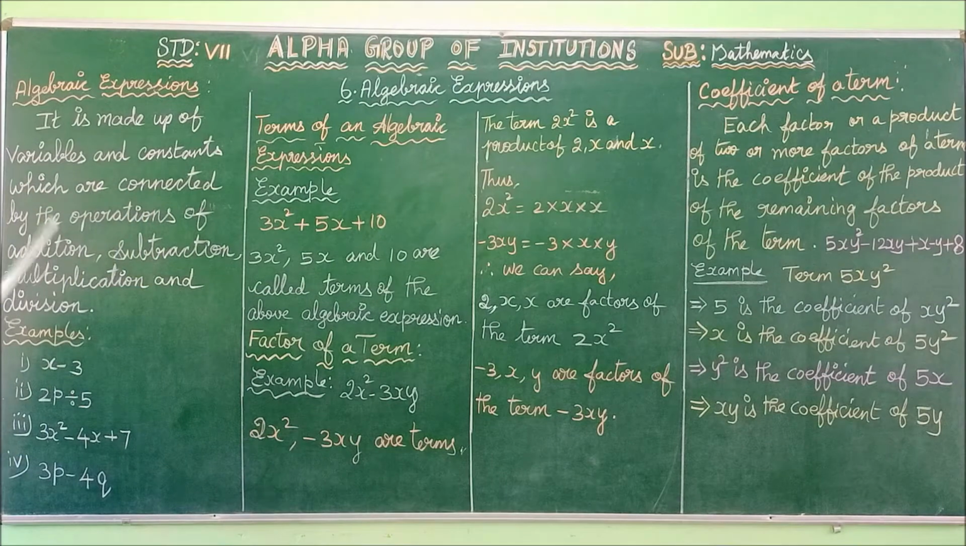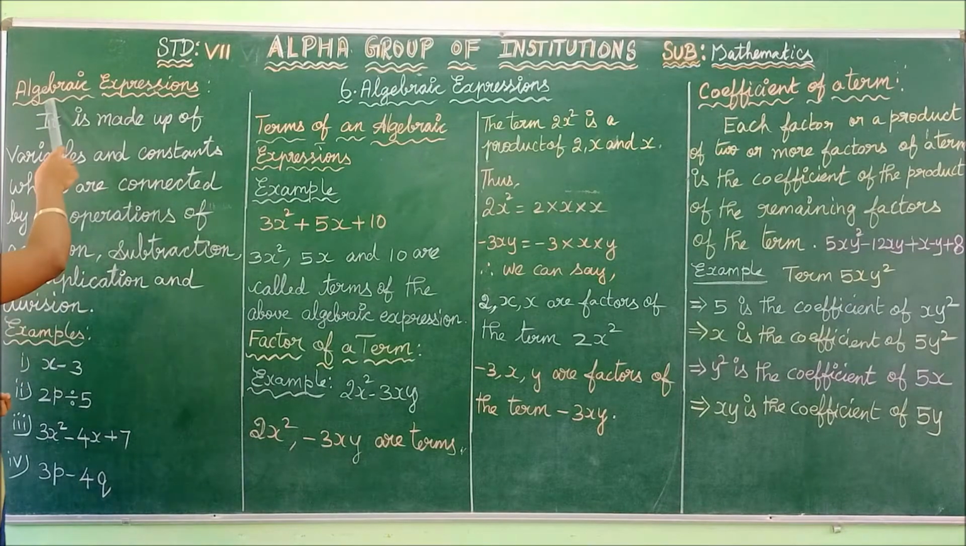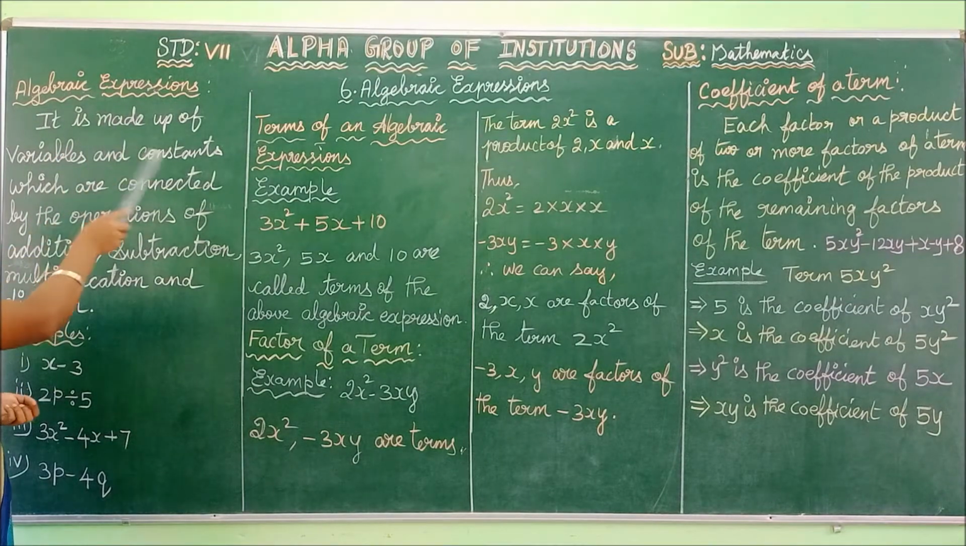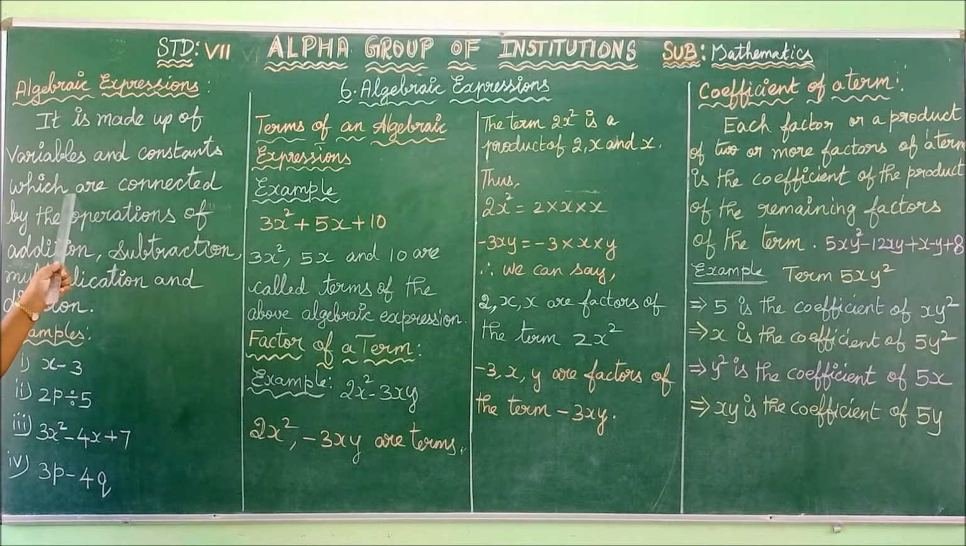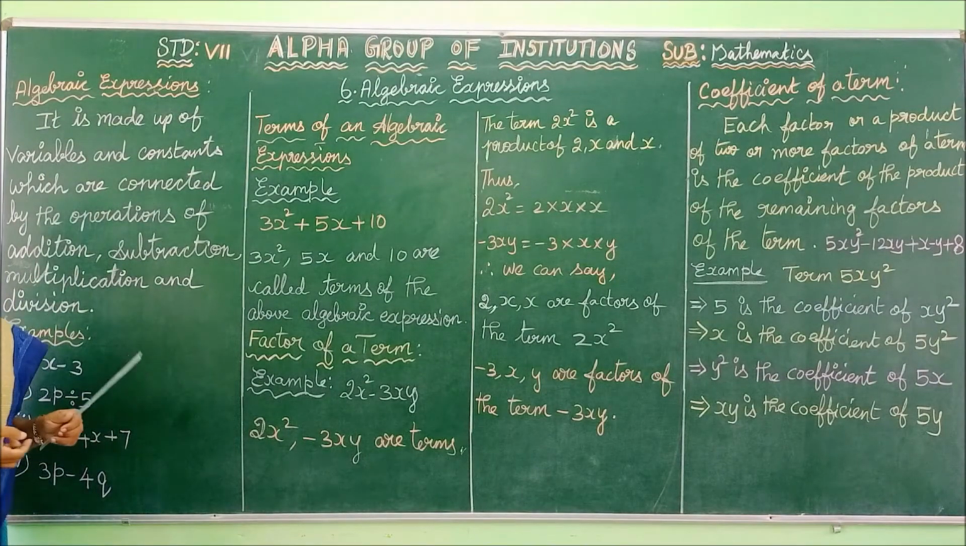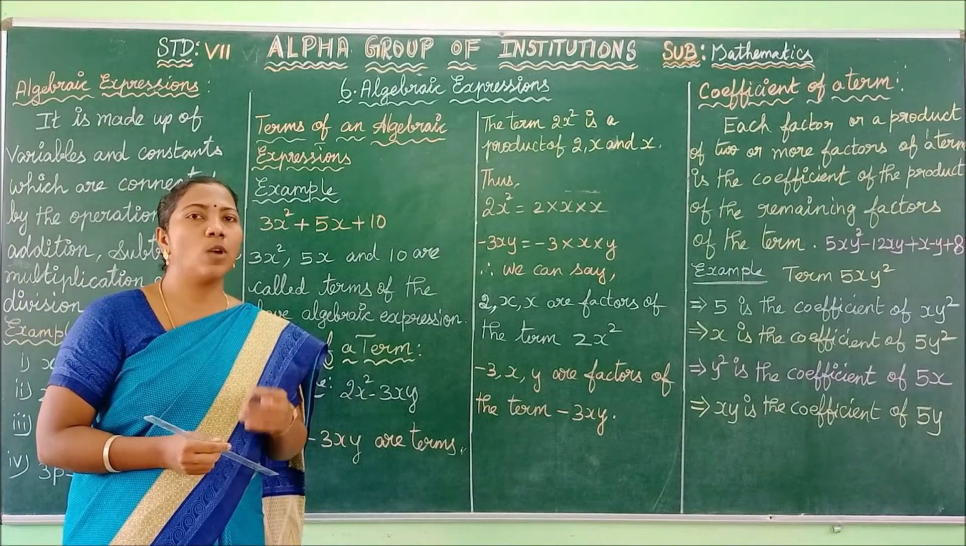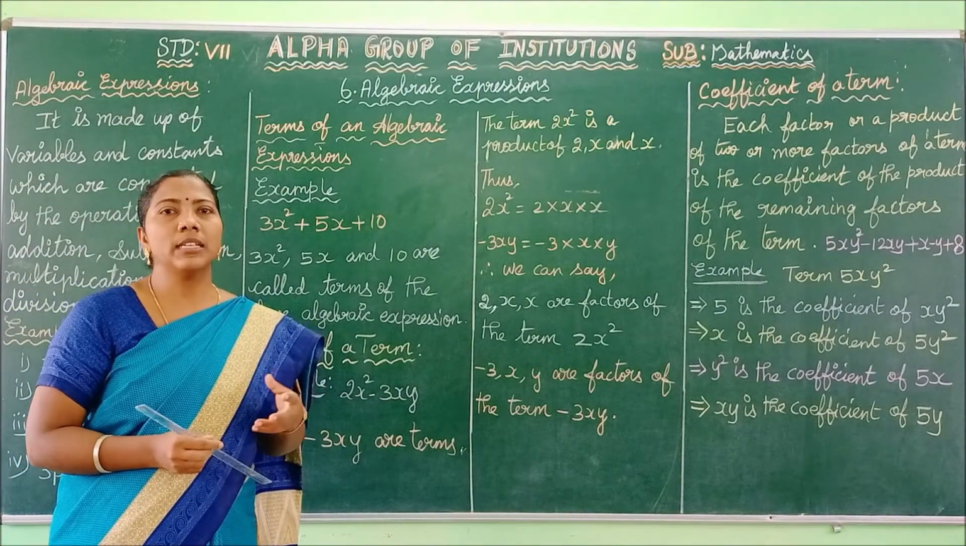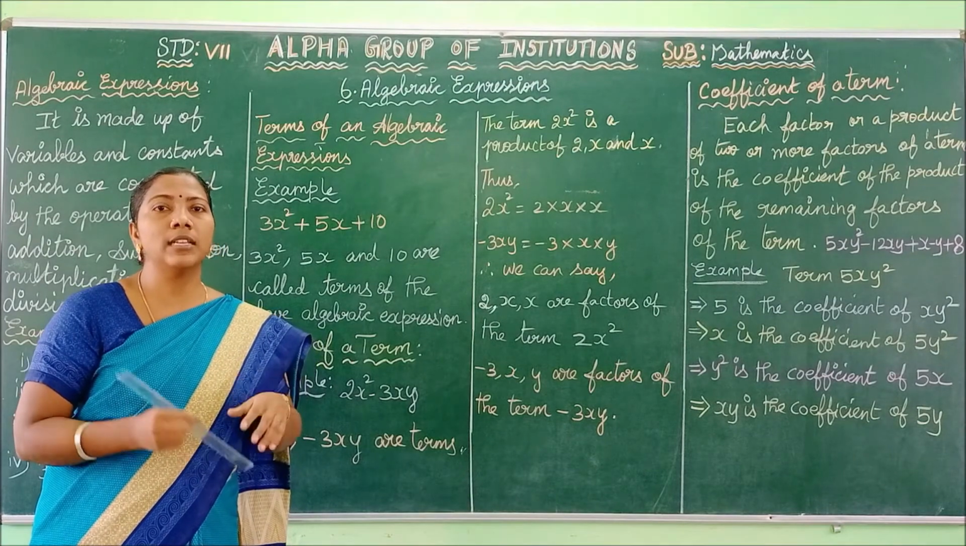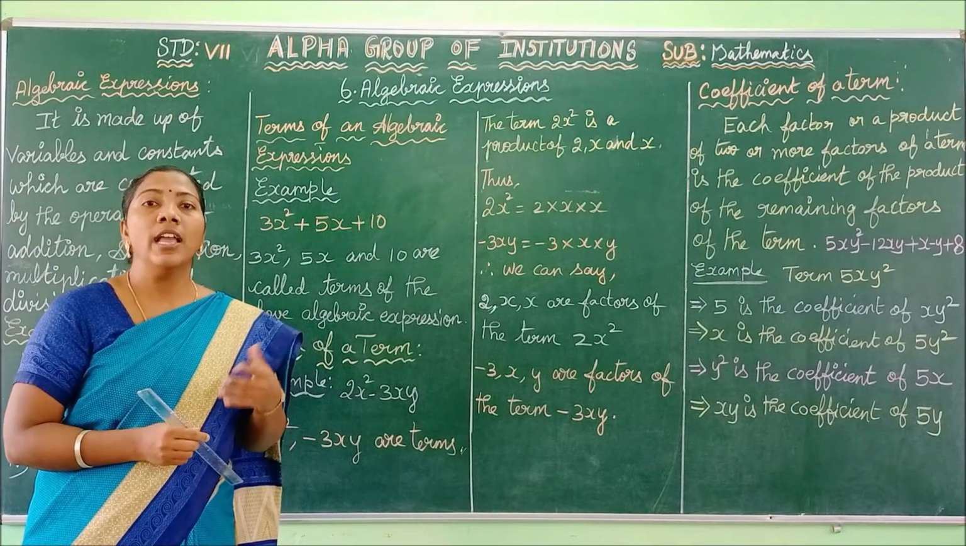See here. Algebraic expression is made up of variables and constants which are connected by the operations of addition, subtraction, multiplication and division. What is meant by variables? Variable means you have to take the alphabets, that is small a, b, c, d. You have to take small font only. To represent the unknown value, to represent the changing values, we are using variables.